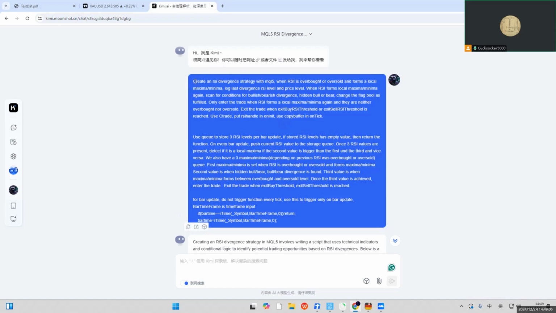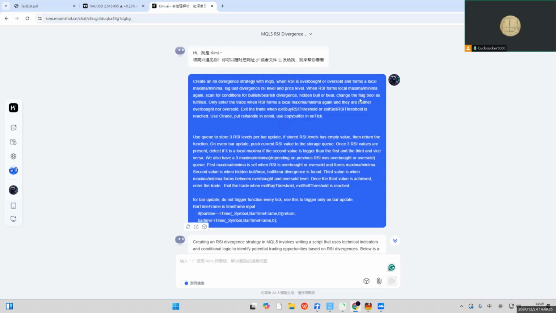This one is a complex one. What I'm about to develop, thanks to Arty, the moving average. So create an RSI divergence strategy with MQL5 when RSI is overbought or oversold and forms a local maxima and minima. Log last divergence RSI level and price level.